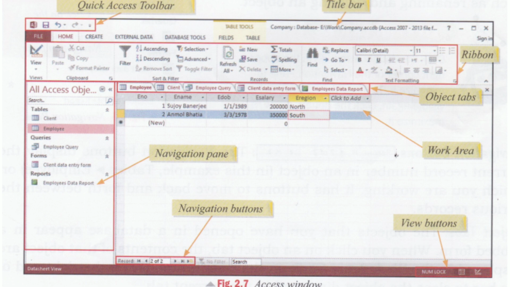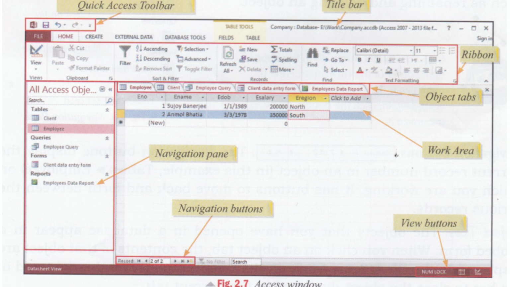First of all, on the top you can see the title bar. Top left corner has a quick access toolbar. Then you can see the ribbon, objects tab, work area, navigation pane, navigation buttons, and view buttons. Now I will discuss all these components one by one in detail. First of all, understand about the title bar.